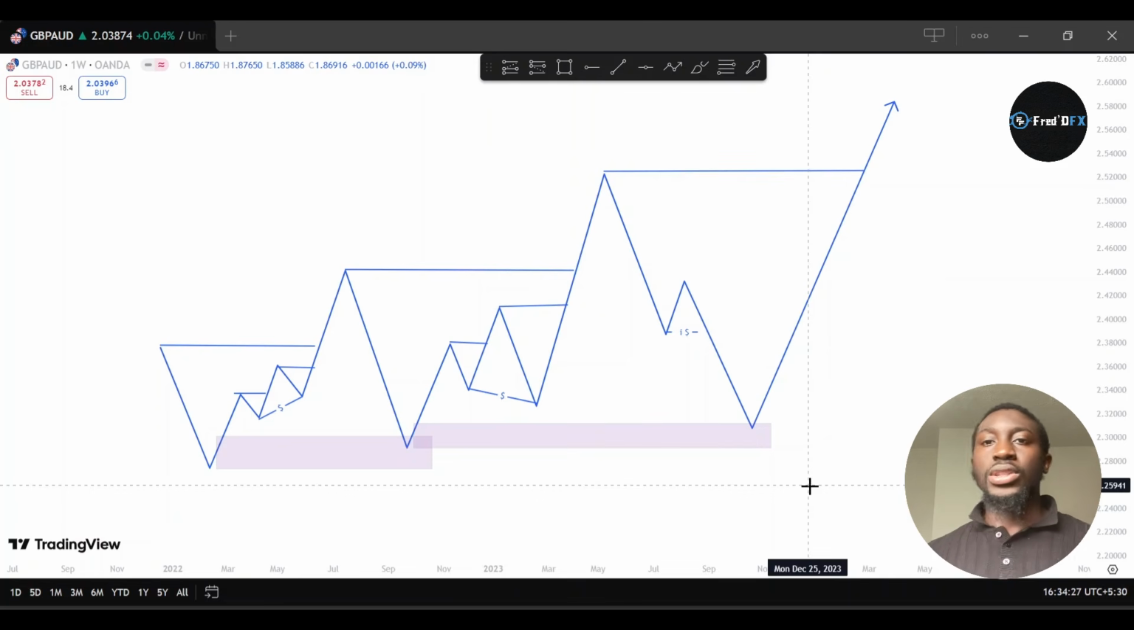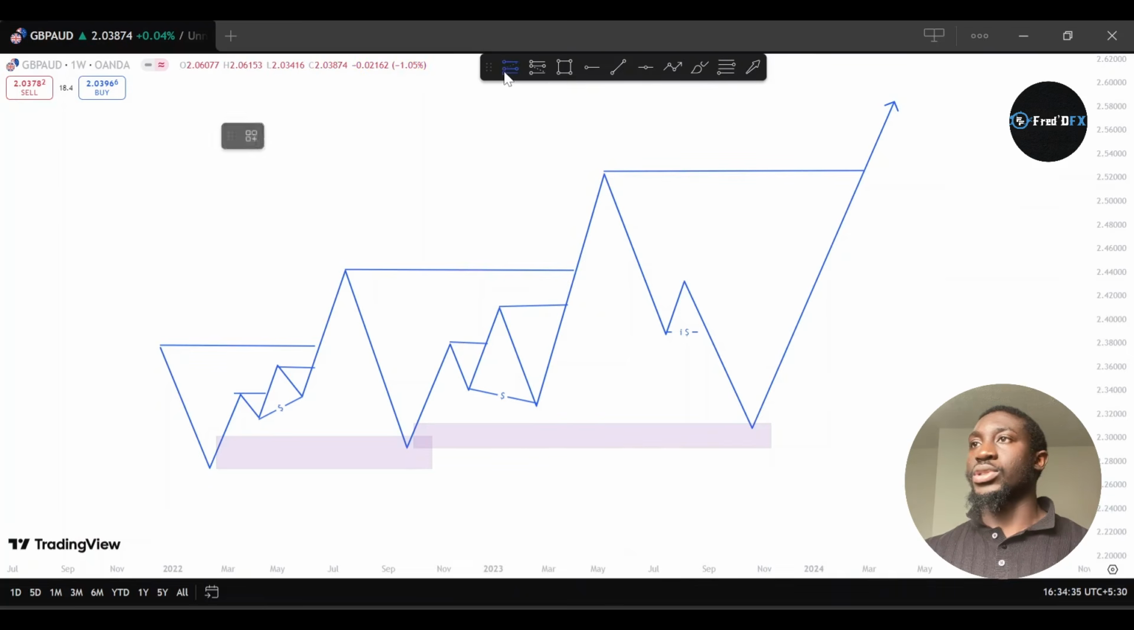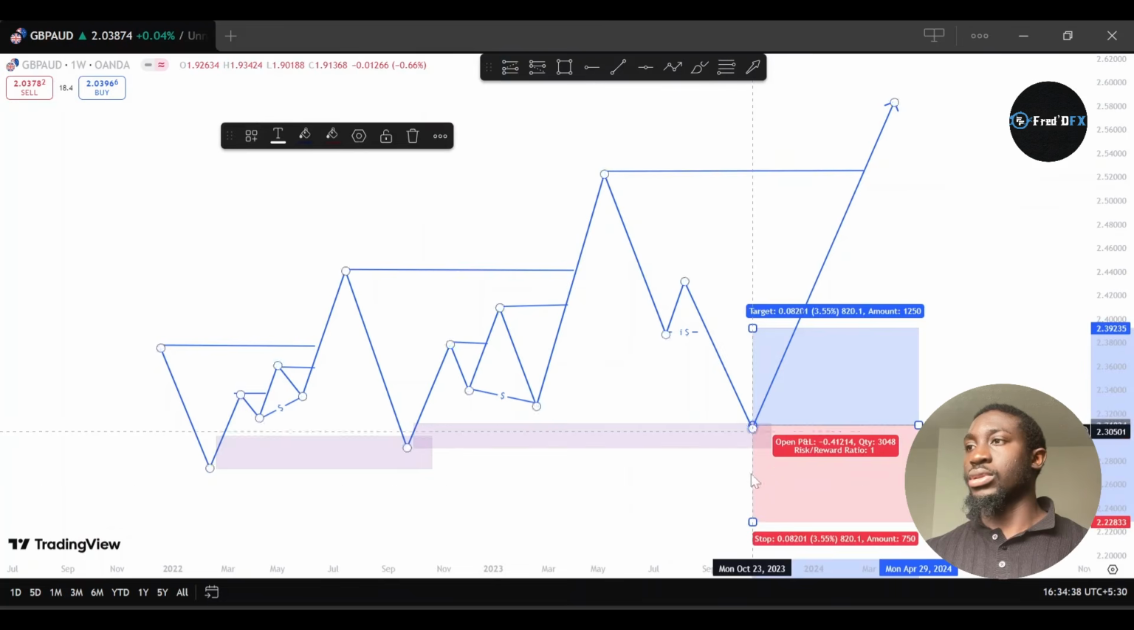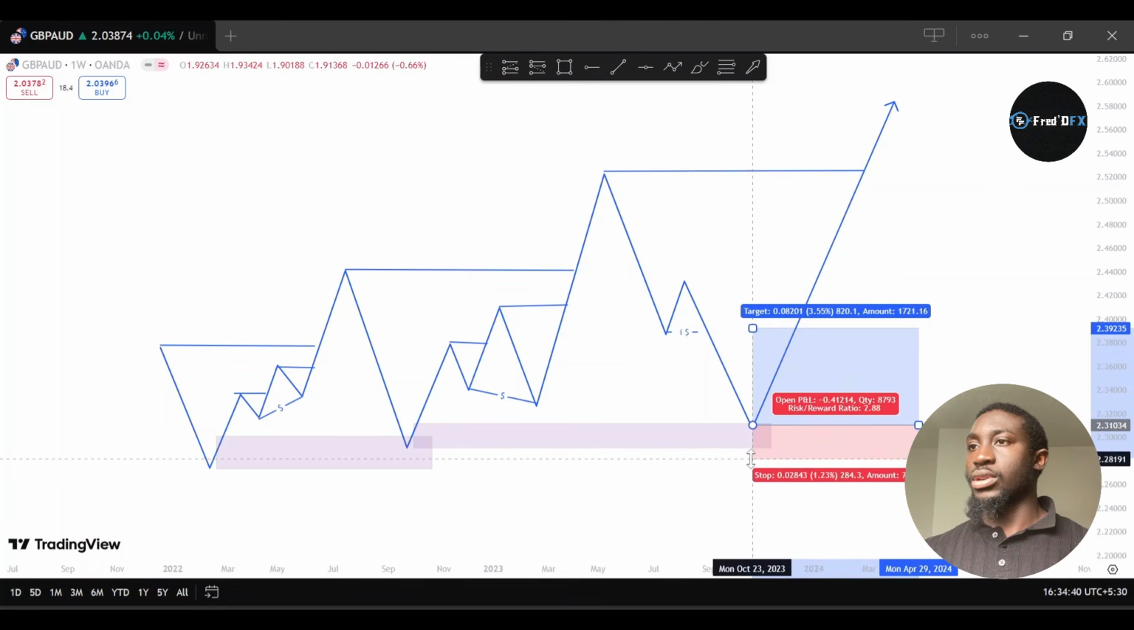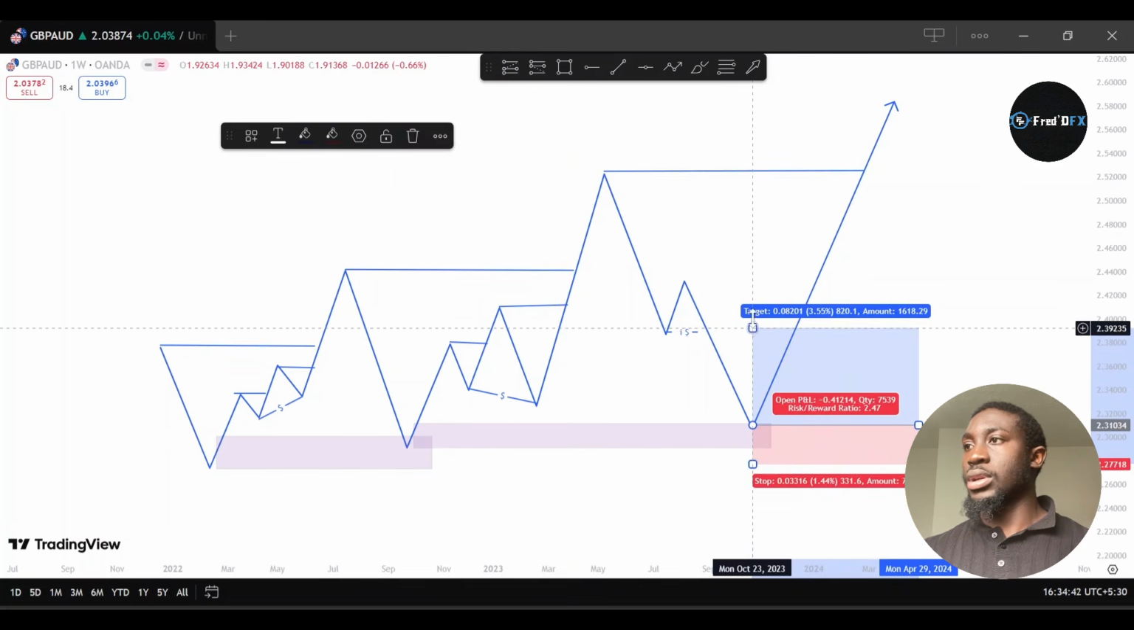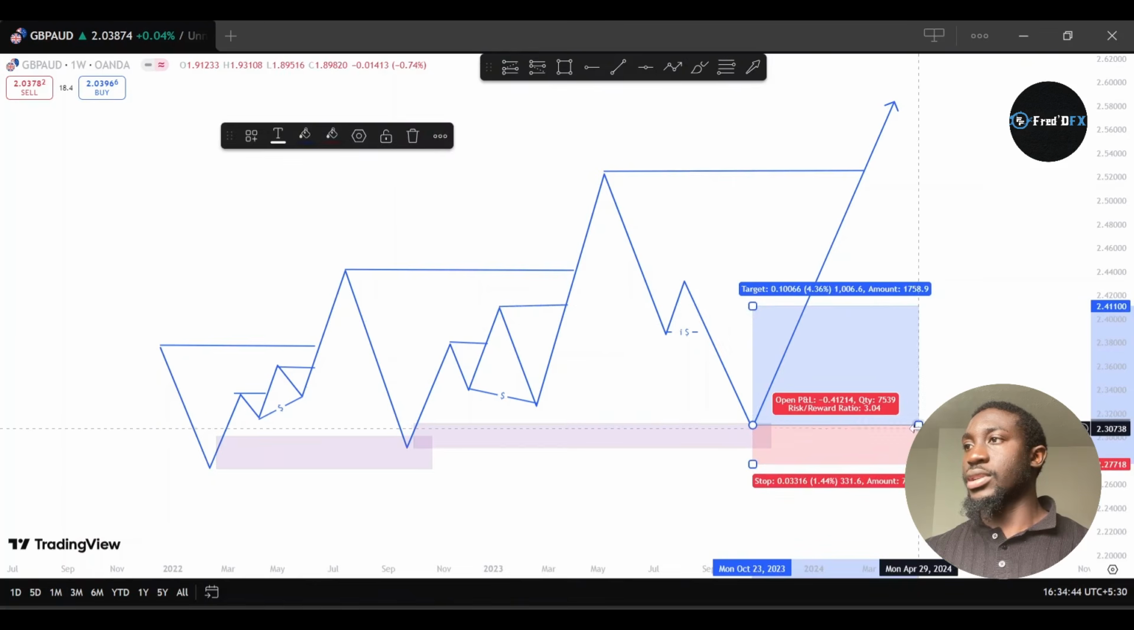Now, before you take any trade, always make sure you're trading 1:3, which is your arrow. Let me give you an example of the 1:3. Take your long position, put your stop on that low, and target 1:3. See, it's very, very easy.